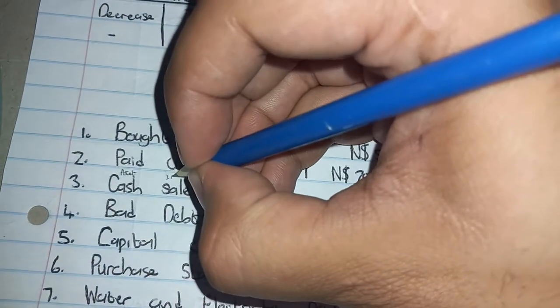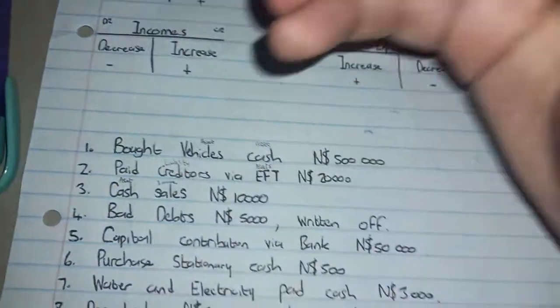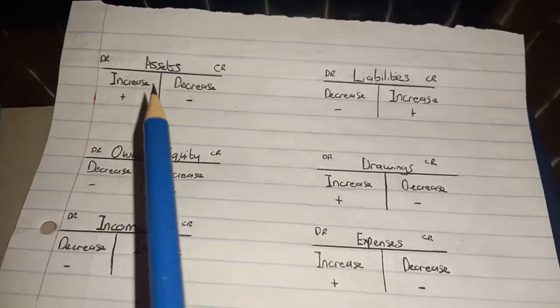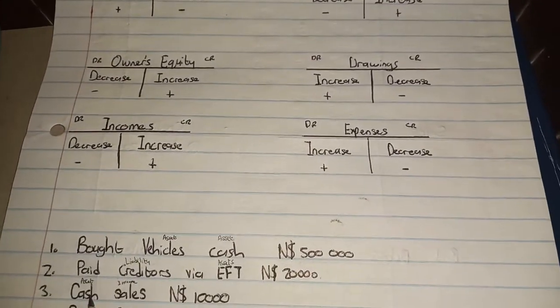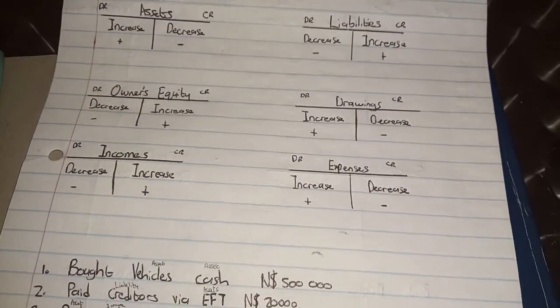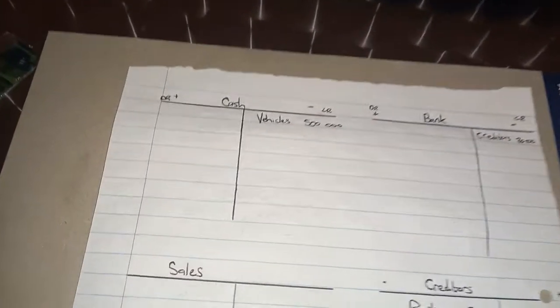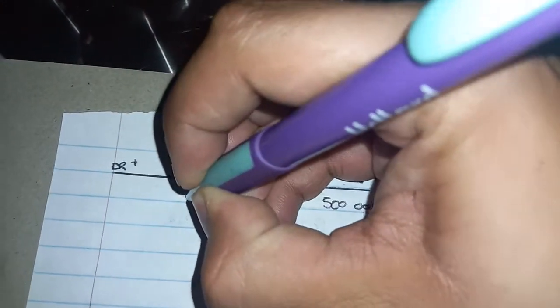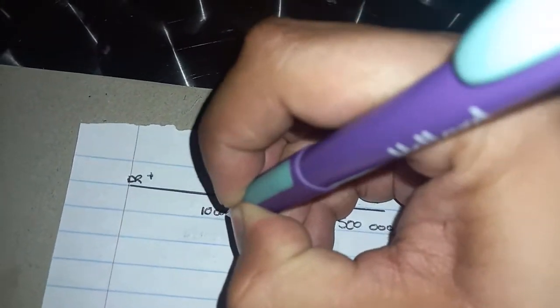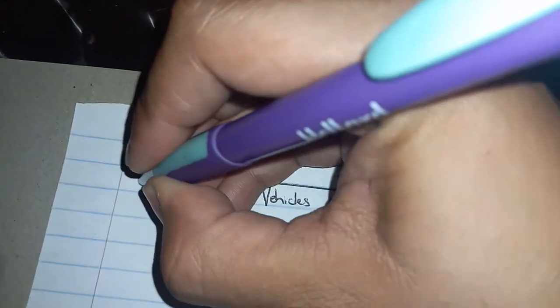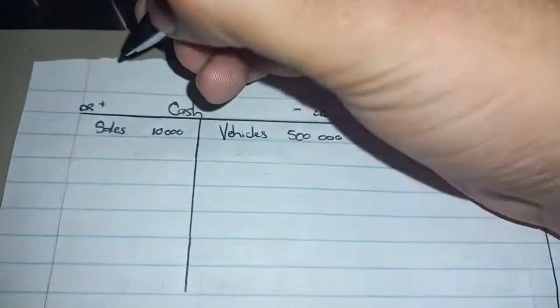So the third transaction is cash sales for $10,000. So cash is an asset and your sales is an income. So again, assets increase on the debit side and decrease on the credit side. Your cash is increasing, and sales is an income, increase on the credit side and decrease on the debit side. So cash sales. So we made money. We made $10,000, and we made it via sales. And we add the sales.